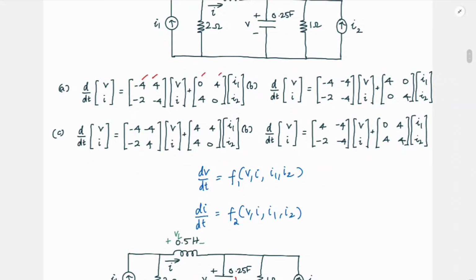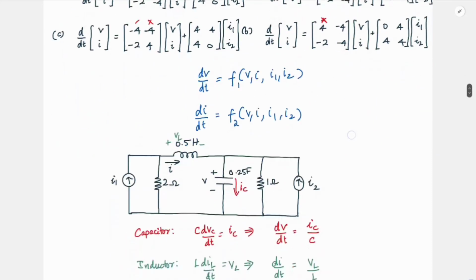So the first option matches. In the other options, minus 4, 4 is not the answer. Again, here you have minus 4, minus 4, again this is not the answer. Here you have 4, so this is not the answer. So from here only you can say that option A is the correct answer. But let us go ahead and also find di by dt.